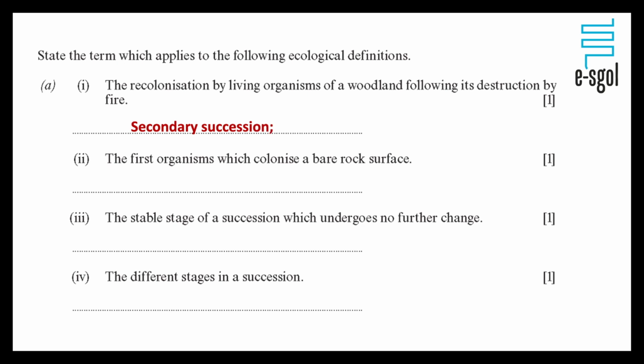The second question asks us for the first organisms which colonise a bare rock surface, and these are pioneer species. The third question asks us for the stable stage of a succession which undergoes no further change. This is a climax community. And finally, we are asked for the different stages in a succession, and these are termed seres.